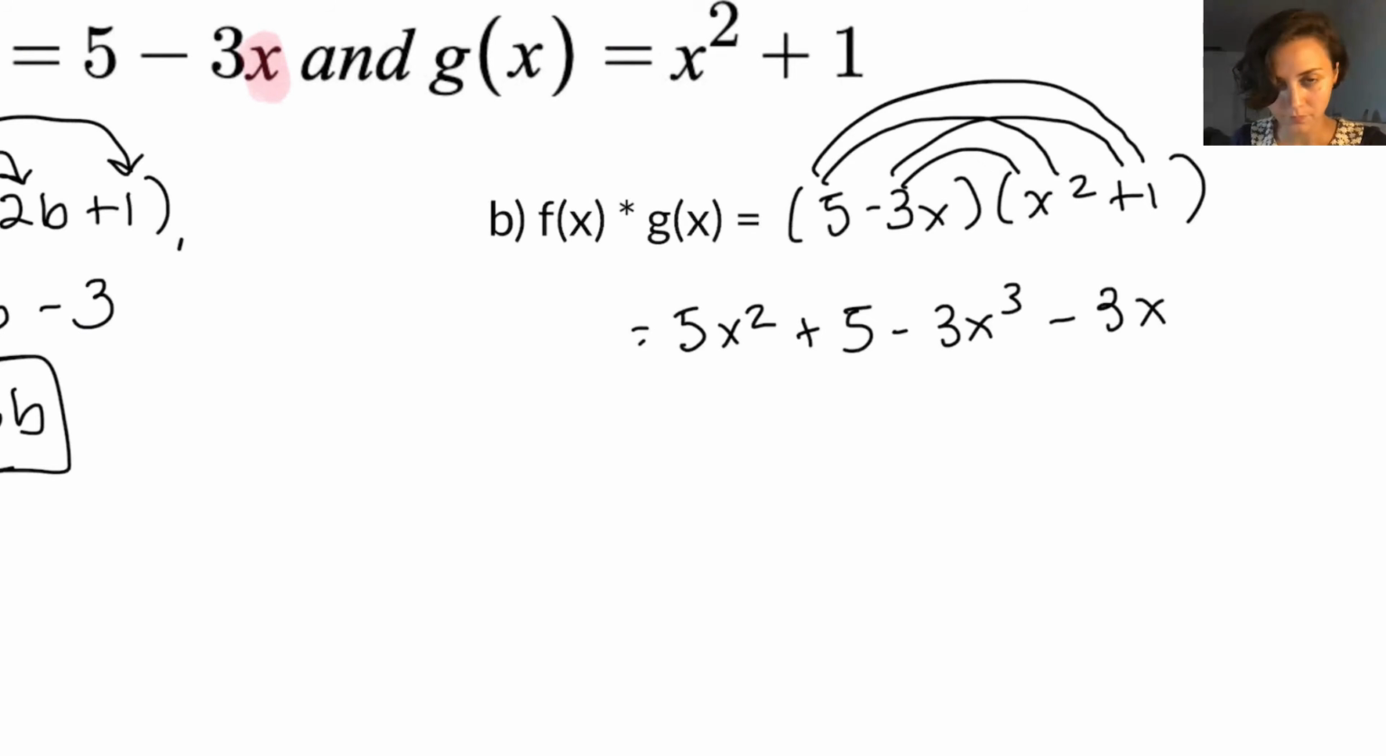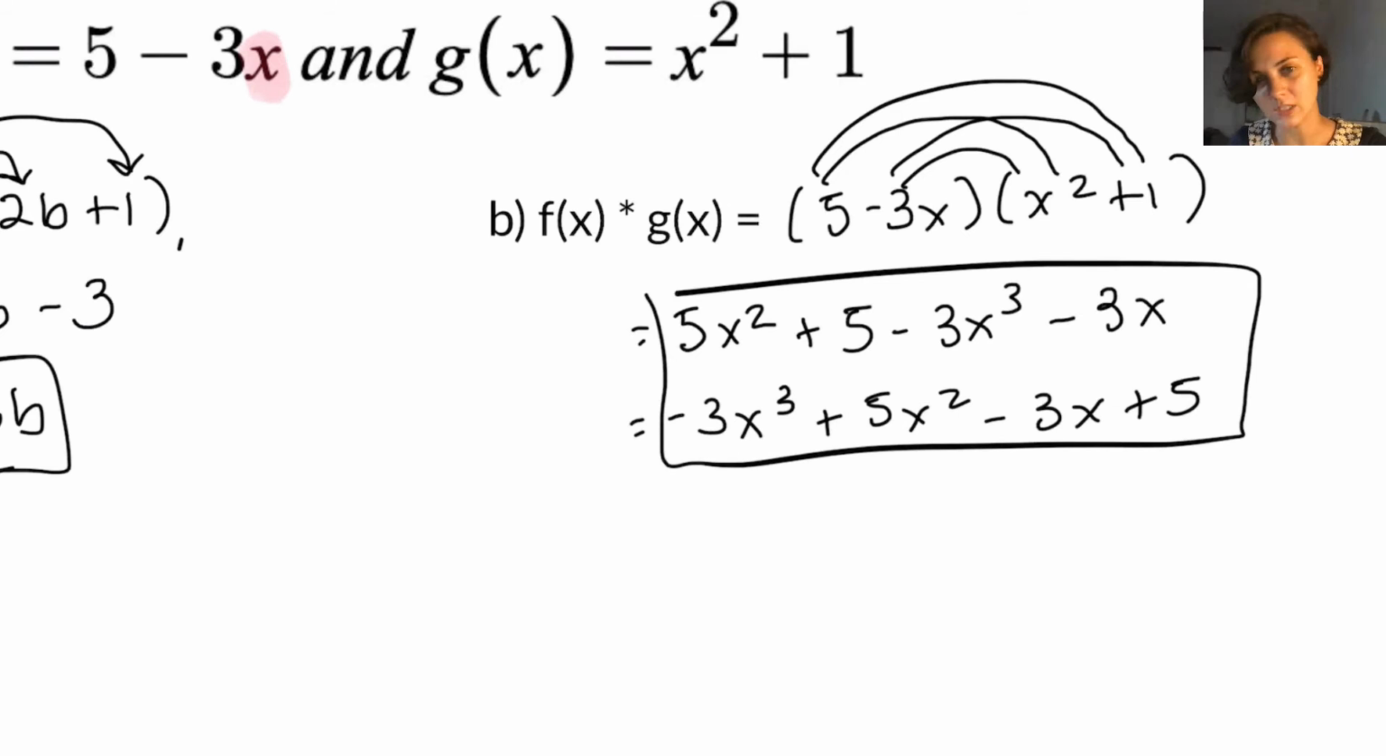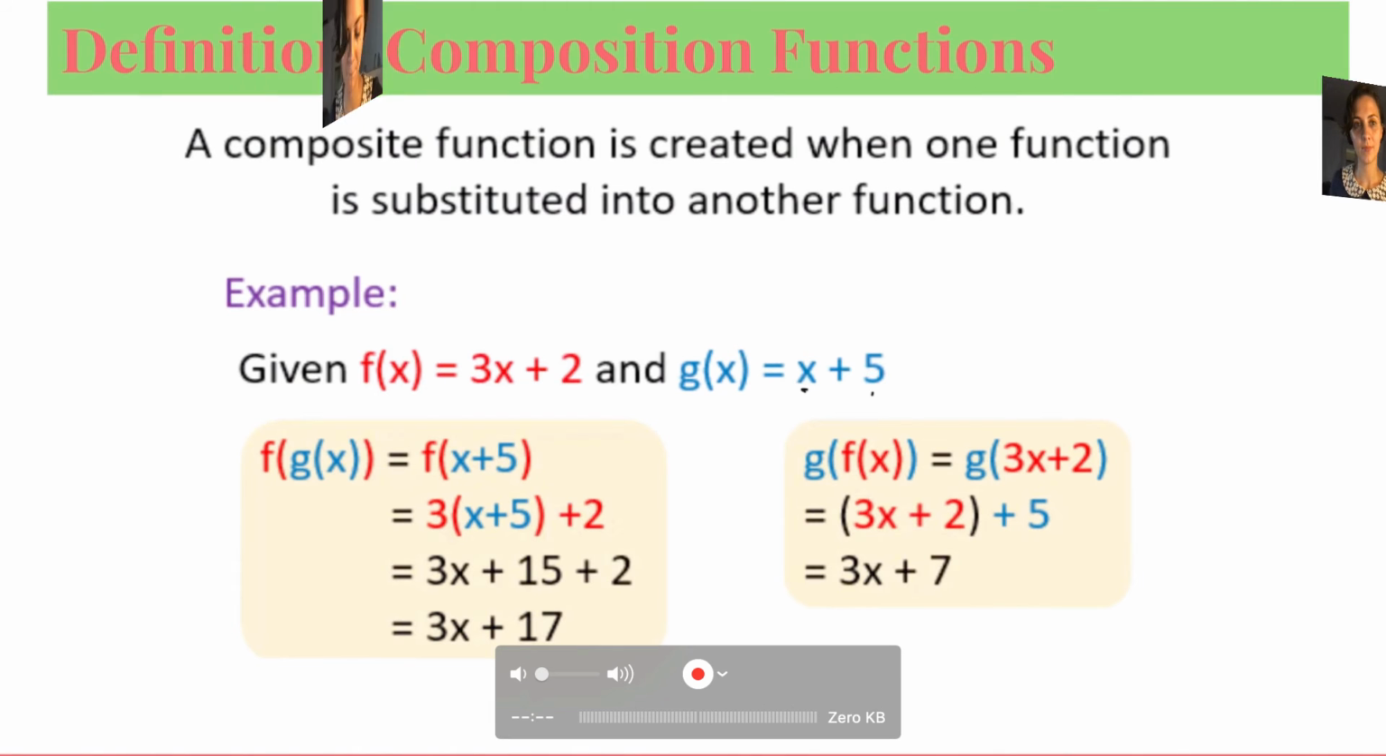In general, it's proper math procedure to put the powers in descending order, so from greatest power to smallest power. So I could rewrite it like this: negative 3x cubed plus 5x squared minus 3x plus 5. These are the same answer. The bottom one is just slightly more proper notation. So that is the solution to the warm-up, reviewing what we learned last video on function notation.